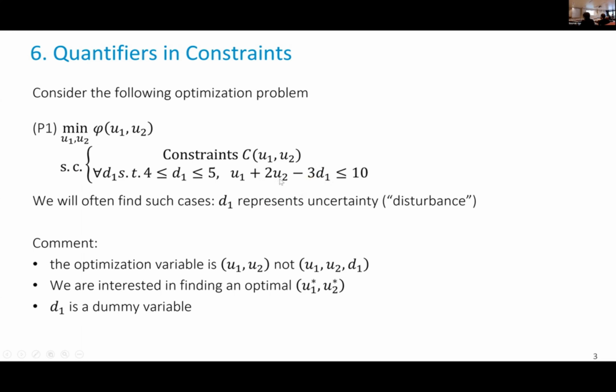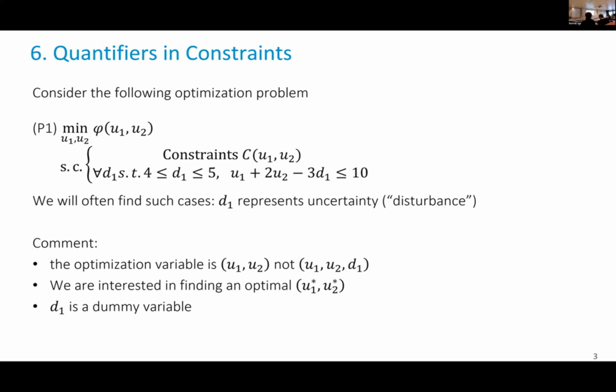So a number of things about the terminology. When we have things like this, D1 is called a disturbance. What is a disturbance in our setting? It's, for example, the variability of the load. We predict that the load will be 20, but in reality, it might be anything between 15 and 25. Then we can treat the load D as a disturbance.